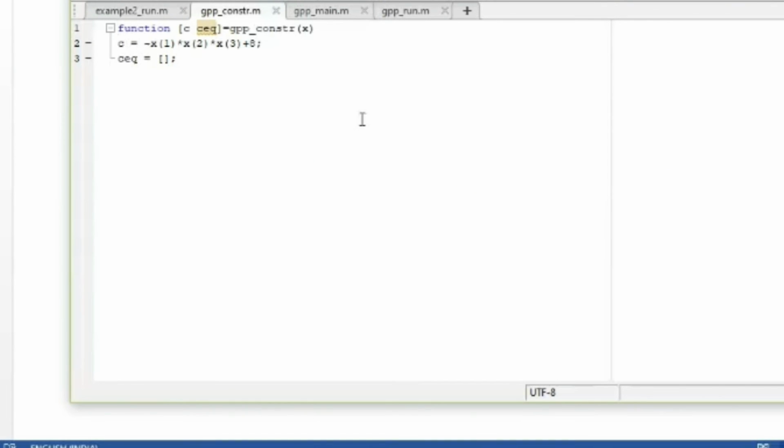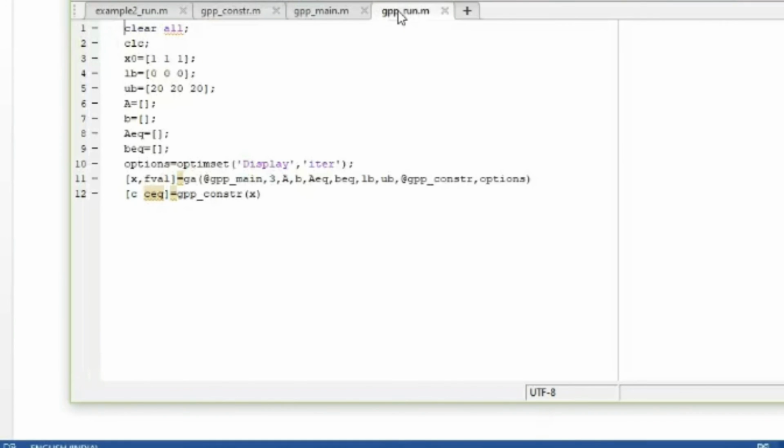So my dear colleagues, I think the file is visible, the MATLAB file. Yes, the M file representing the objective function, and then the M file representing the constraints, and then another run file with respect to the GA solver.